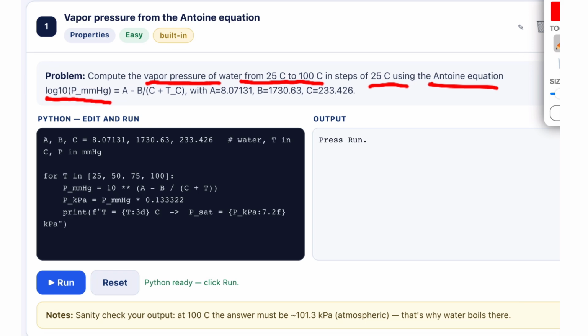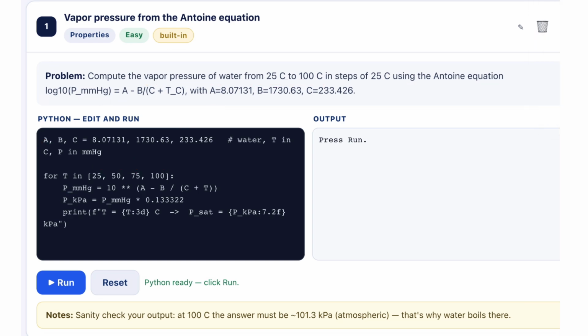Now I'm going to write Python code, which I have already written here. So first, A, B, C are all taken into Python. Then I am putting in a for loop, so T in 4 different temperatures, and then I'm going to calculate P in mmHg using the Antoine equation formula, 10 to the power of A minus B divided by C plus T. Then convert P in mmHg to kilopascal using the factor 0.133. Then print T and the corresponding P saturation.